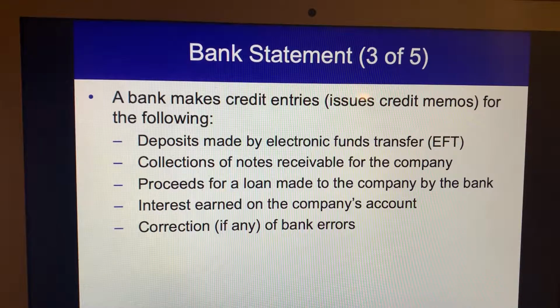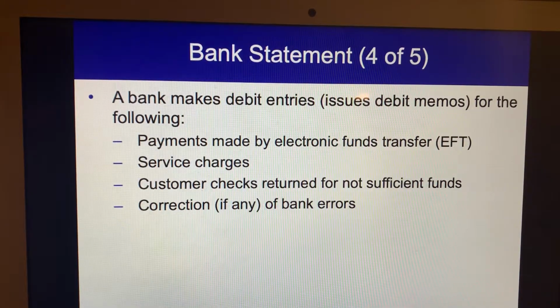A bank makes credit entries, issues credit memos, for the following: deposits made by EFT, collections of notes receivable for the company, proceeds of a loan made to the company by the bank, interest earned on the company's account, correction, if any, of bank errors. A bank makes debit entries, issues debit memos, for the following: payments made by electronic funds transfer, service charges, customer checks returned for not sufficient funds, correction of bank errors.